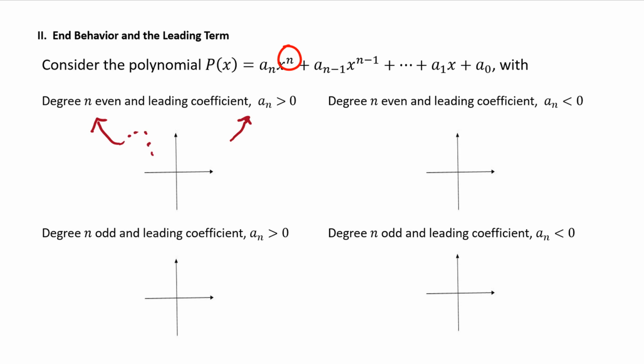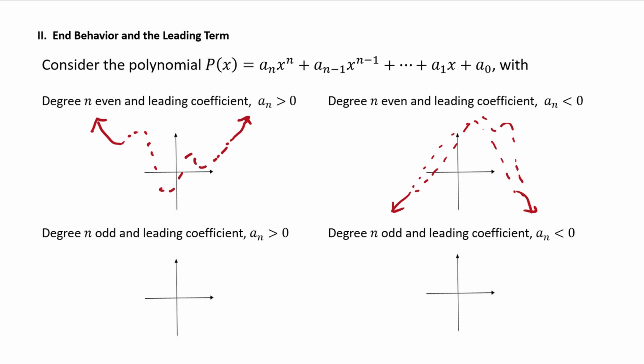Now that doesn't mean that you can't have all kinds of funky little things in between, okay? Now, if degree n is even and the leading coefficient is negative, that means both ends are down. Again, this could just be a simple parabola, but it could also have all kinds of curves in it as long as both ends end up going down.